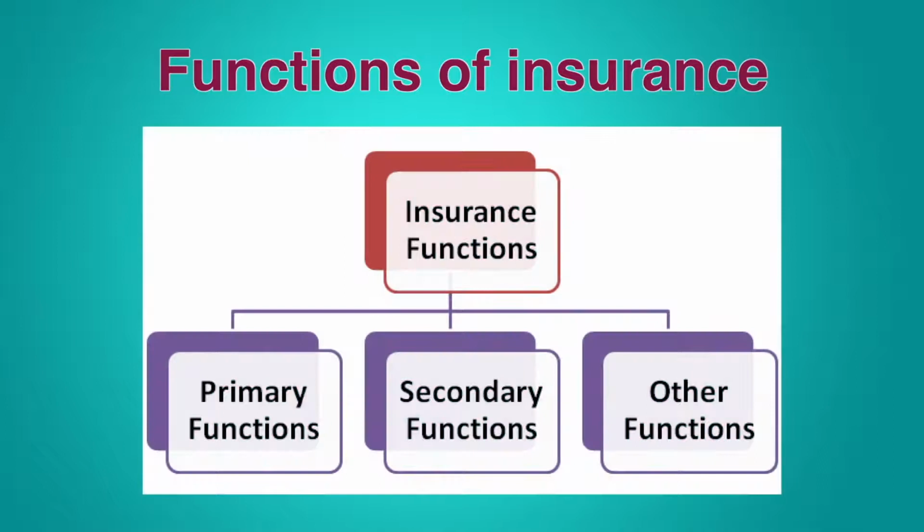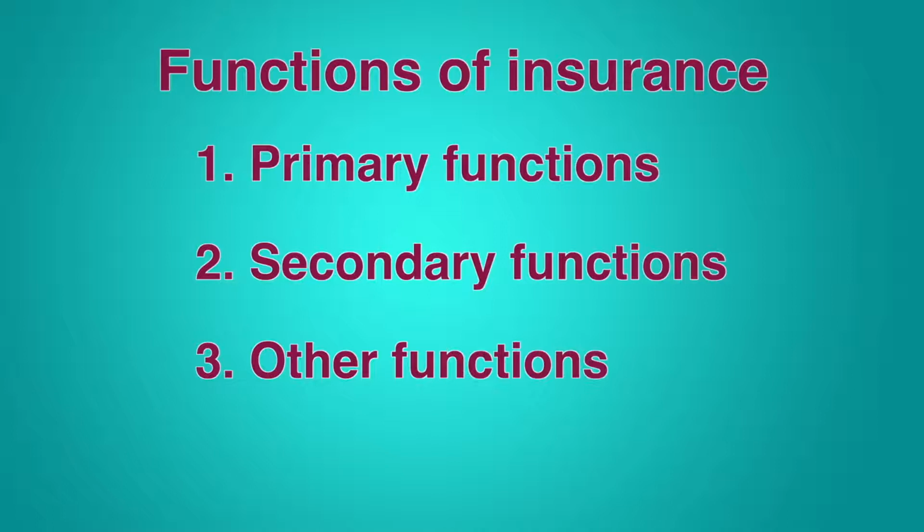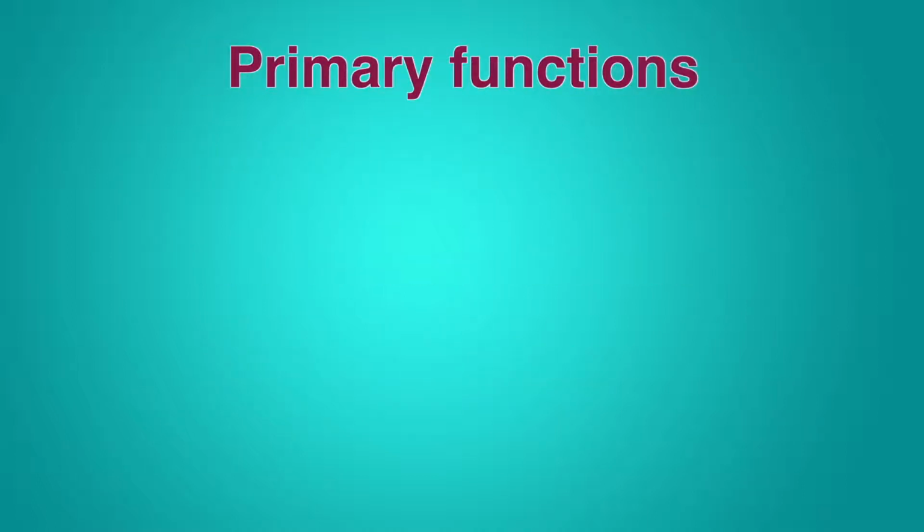What are all the functions of insurance? Insurance performs a variety of functions which are advantageous to the common people directly or indirectly. As such, the functions of insurance can be divided into three categories: number one, primary functions, then secondary functions, and other functions. We are going to see them one by one. Primary functions: the main functions performed by insurance are detailed here.